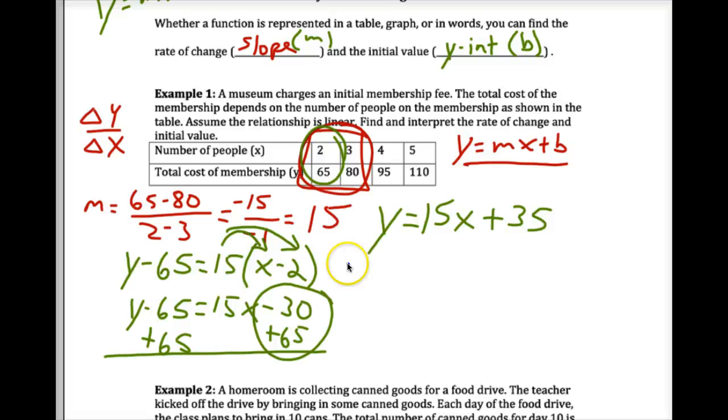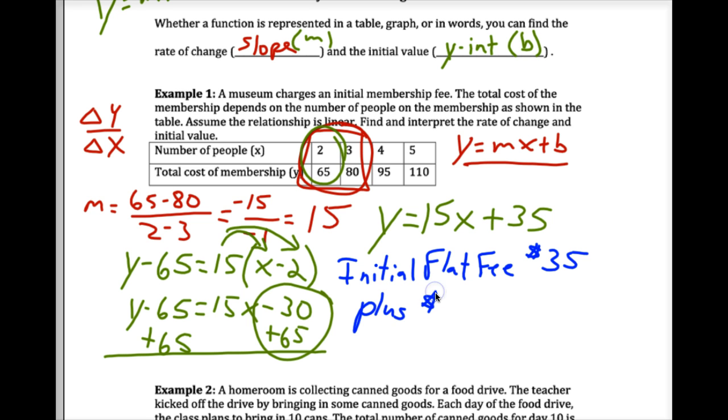I'm going to write it this way. An initial, I like how you said that, flat fee. Initial flat fee, $35 plus $15 per person. The initial value is 35 and the slope, the rate of change, is 15. Interpret what that means: $35 you've got to pay no matter what, plus $15 per person. Does this look like what we did yesterday? I don't see any difference. Okay? Try that second one, guys. Read it carefully. Go from there. Let's see what we can do.